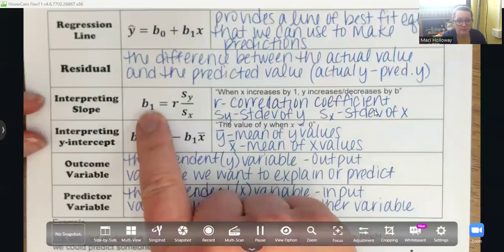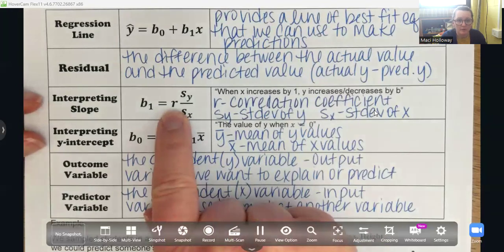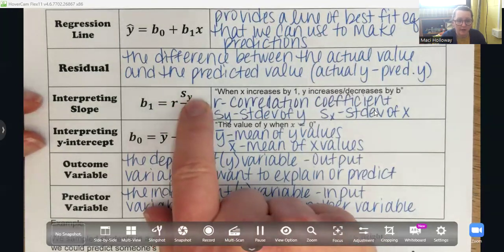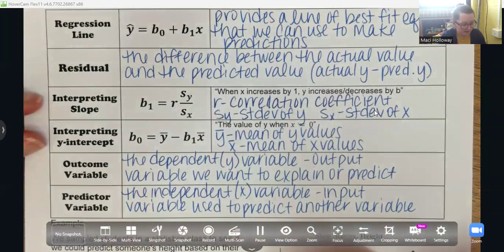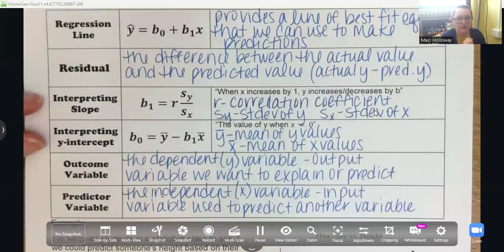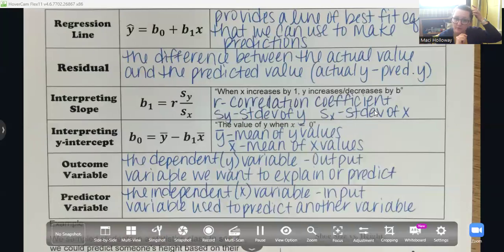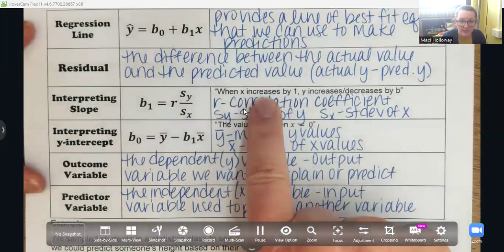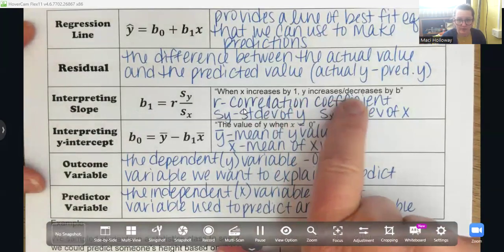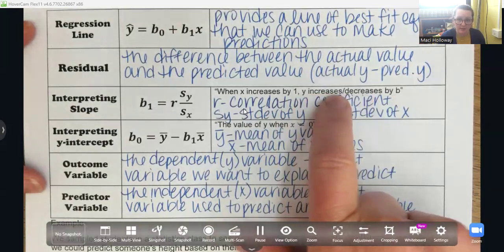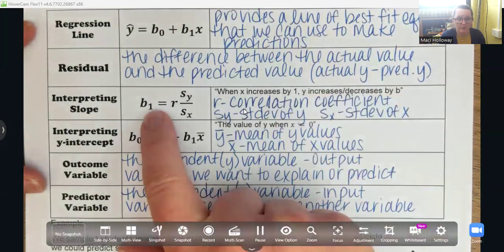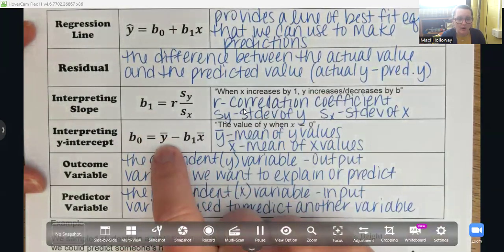So slope is found by multiplying the correlation coefficient times the standard deviation of y divided by the standard deviation of x. So remember that slope is the change in y over change in x. Thinking about that change here, variation, right? The variation of your values. So variation of y divided by variation in x. And then we have our interpretation here. When x increases by 1, y increases or decreases by b. So if you have a negative slope, it decreases, a positive slope, it increases, and then that b value is whatever you find here.